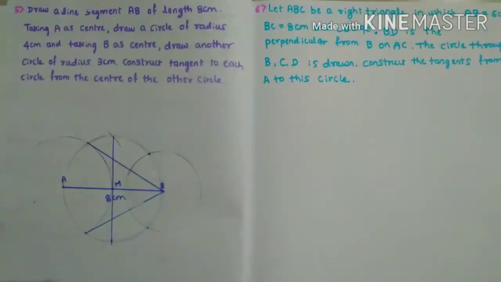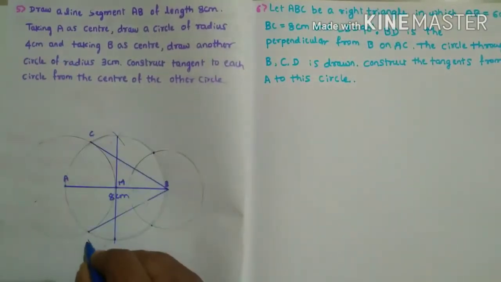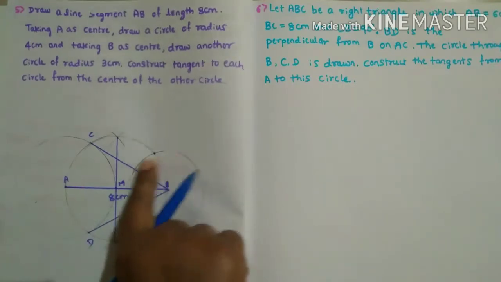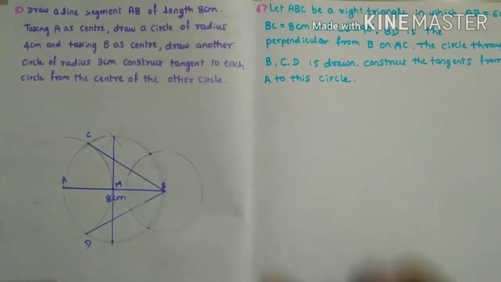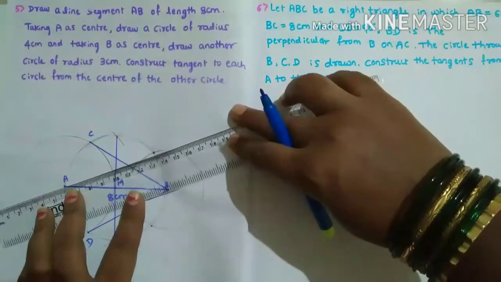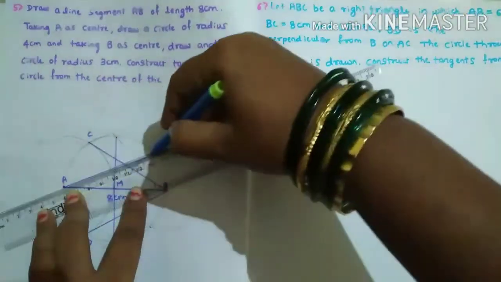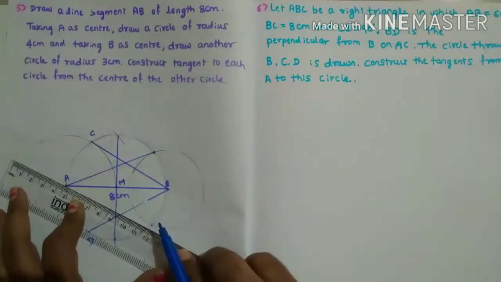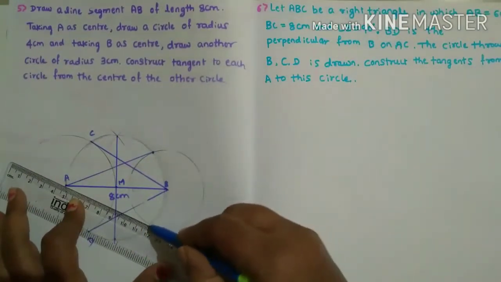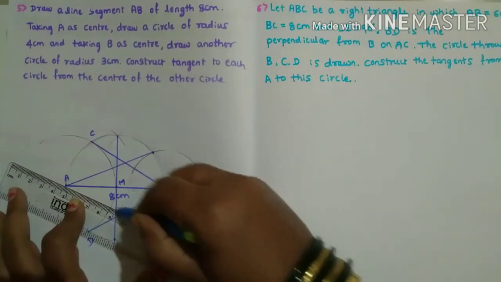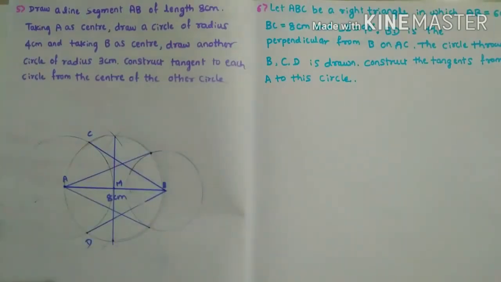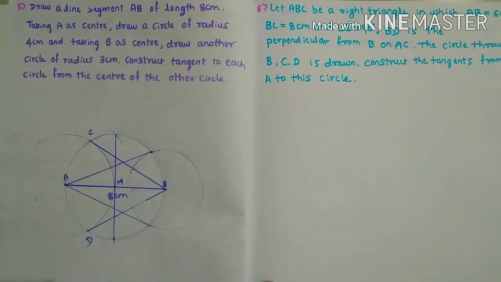Like this. Now this point you take as C, D, and from A to the smaller circle we have to draw the tangents. Like this. Now like this. This is the construction of the fifth sum.